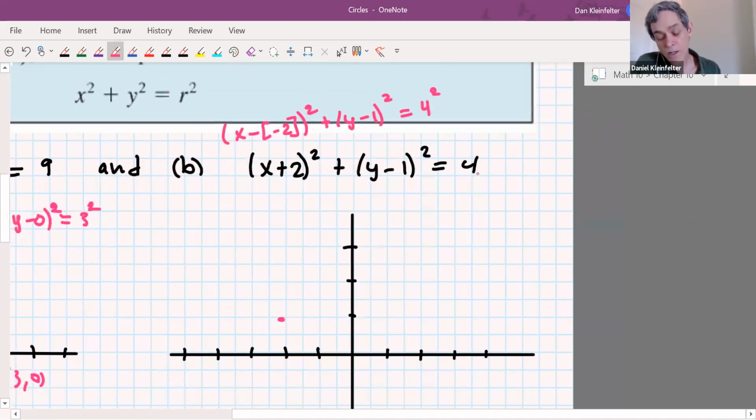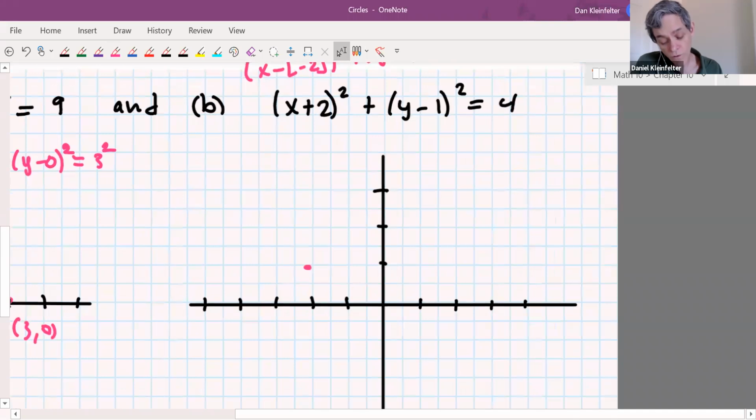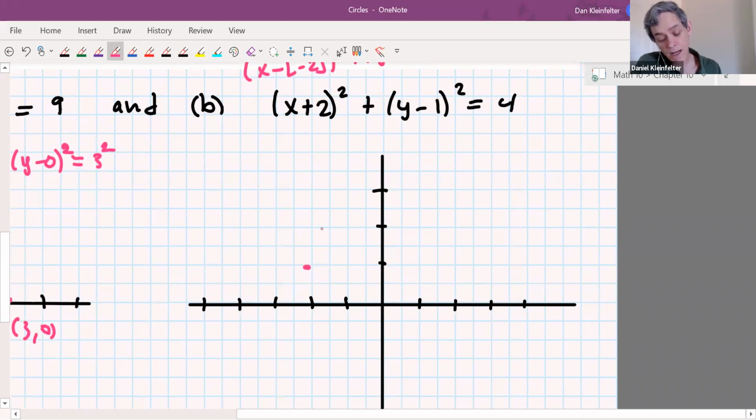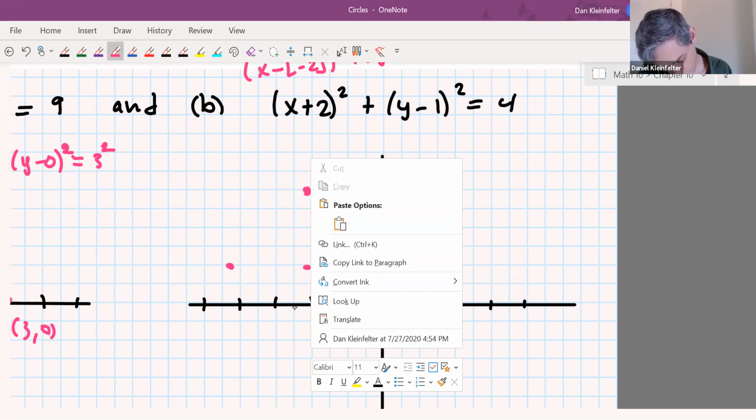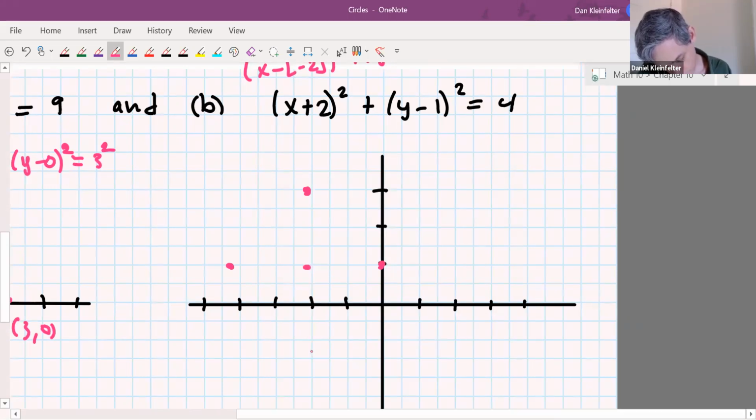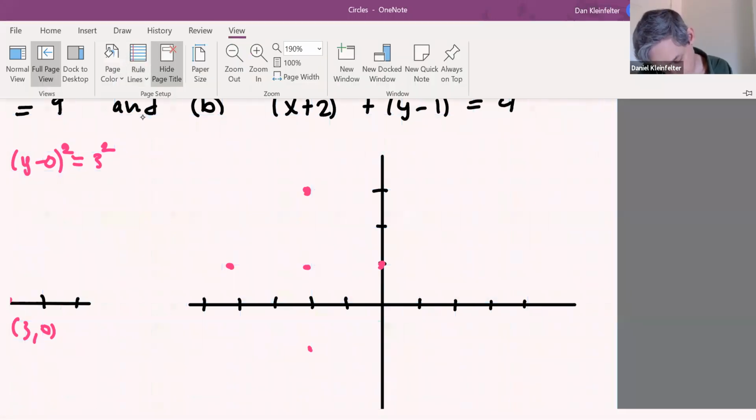The radius, though, is 2, right? 2 squared is 4. So from the center, I'm going to go to the right, up, down, and left to make the right, top, left, and bottom of the circle. So let me go up 2 from here, right 2, left 2, and then down 2. Okay, let me take that grid off because it's annoying. There we go.